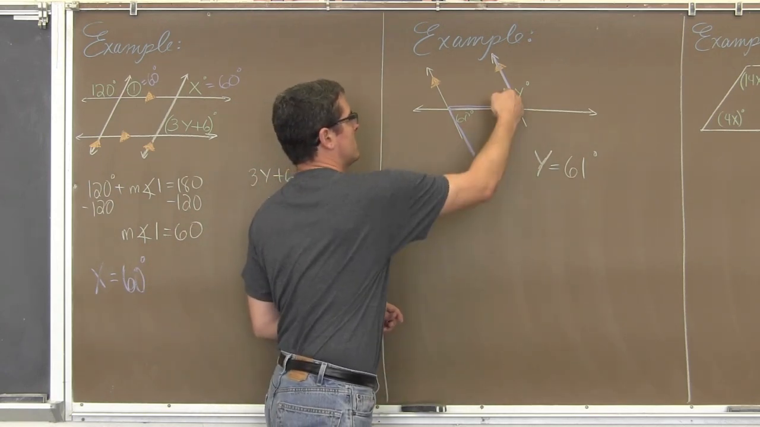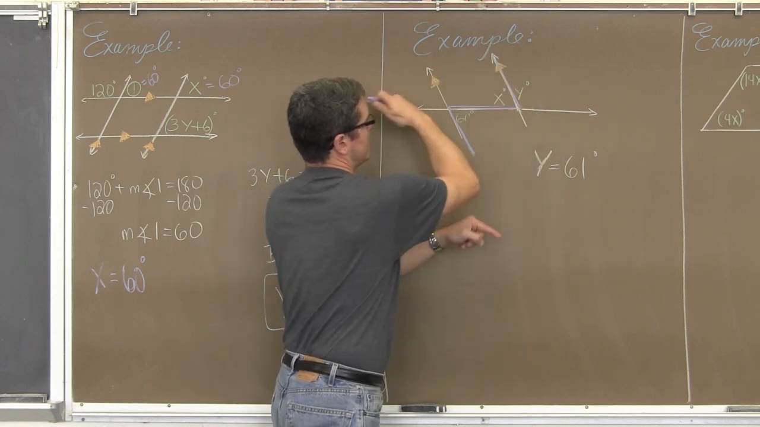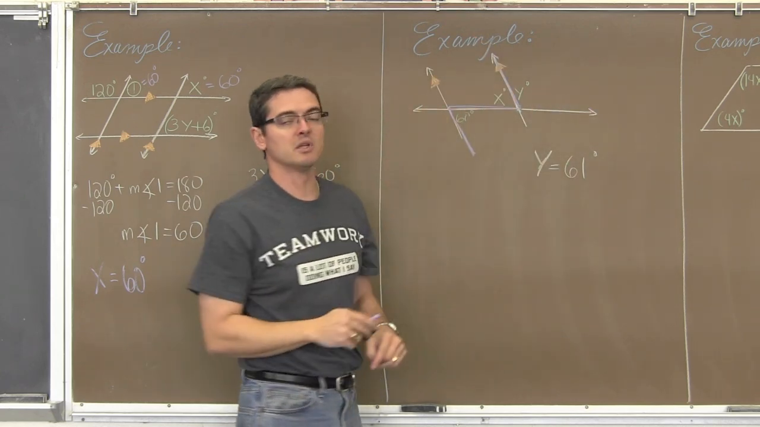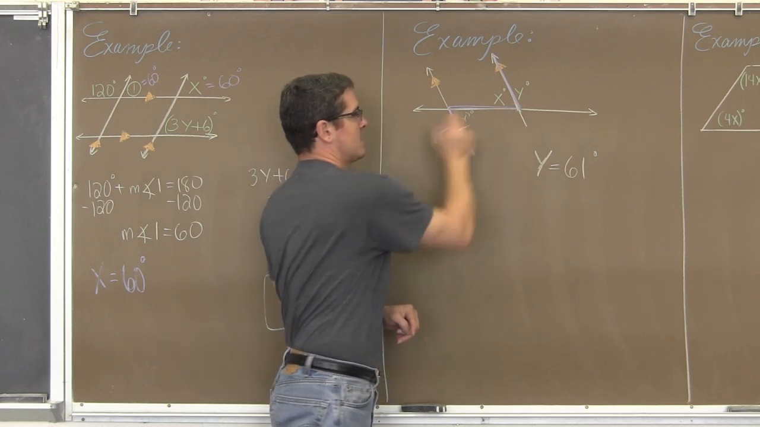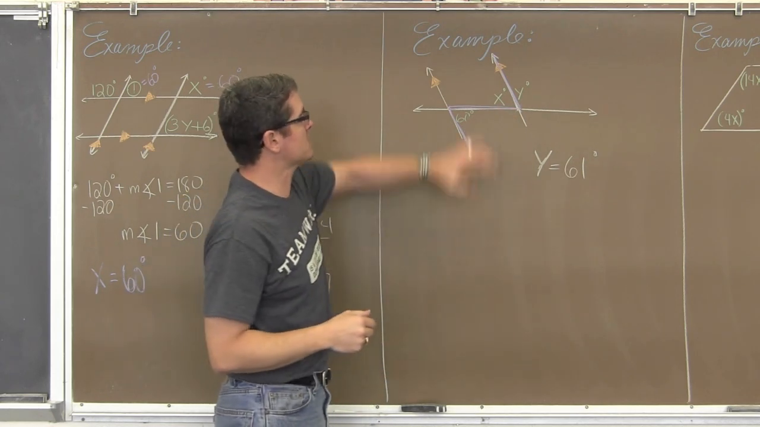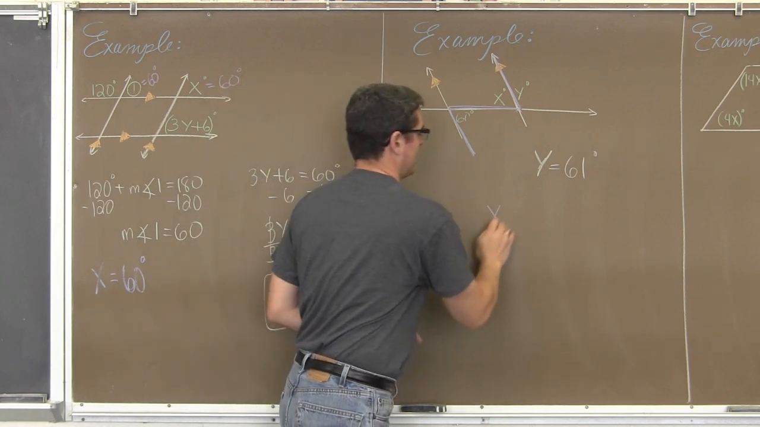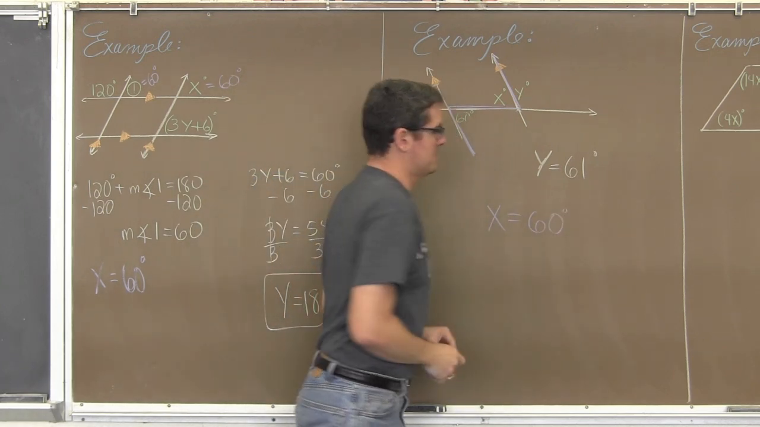So the alternate interior angles, my parallel lines being cut by a transversal, this angle is above the transversal, this angle is below it. They're both inside the lines being cut by that transversal, so alternate interior angles are equal. So we have x is equal to 60 degrees.